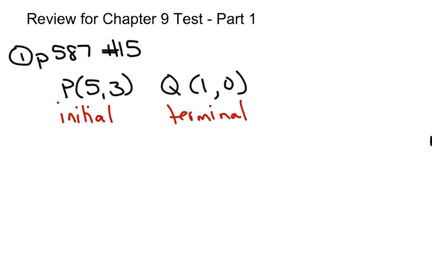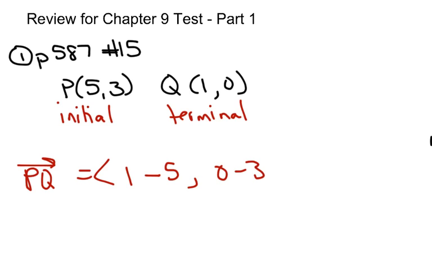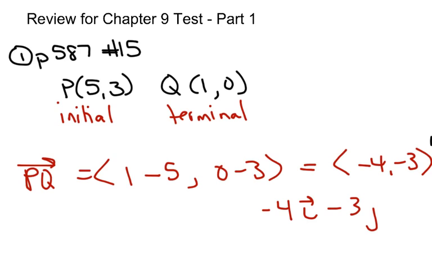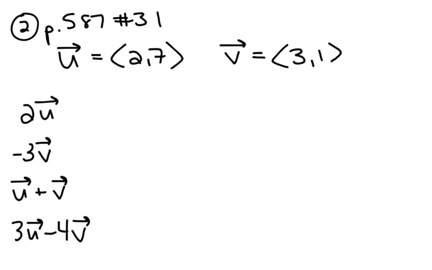So when we want to write the vector for PQ, we're going to do terminal minus initial of the x coordinates, terminal minus initial of the y coordinates. So we find out that the vector is <-4, -3>. However, if you want to write this in ij form, you would write -4i minus 3j. Either form is acceptable.